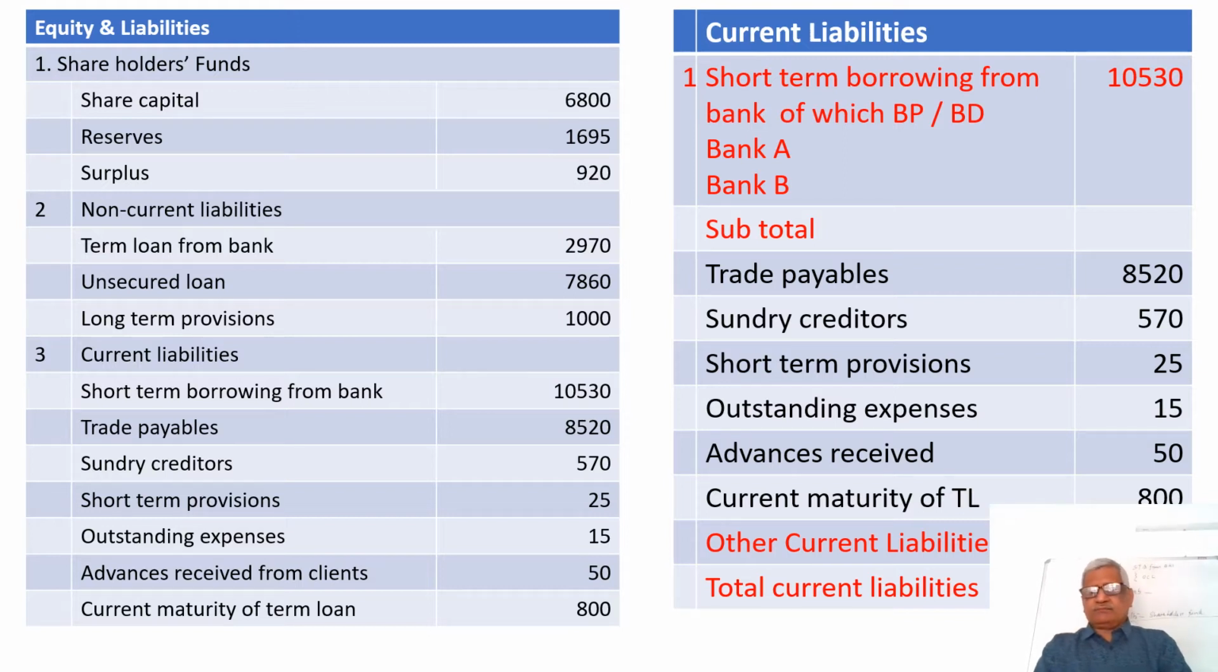The reserve can be of various types: the capital redemption reserve, debenture redemption reserve, revaluation reserve, subsidy reserve. Any reserve for that matter will come under shareholders' funds. And the reserve indicates the money or the profit generated up to the year before last and retained in the business, whereas the surplus indicates the profit that is generated in the immediately preceding financial year and retained in the business.